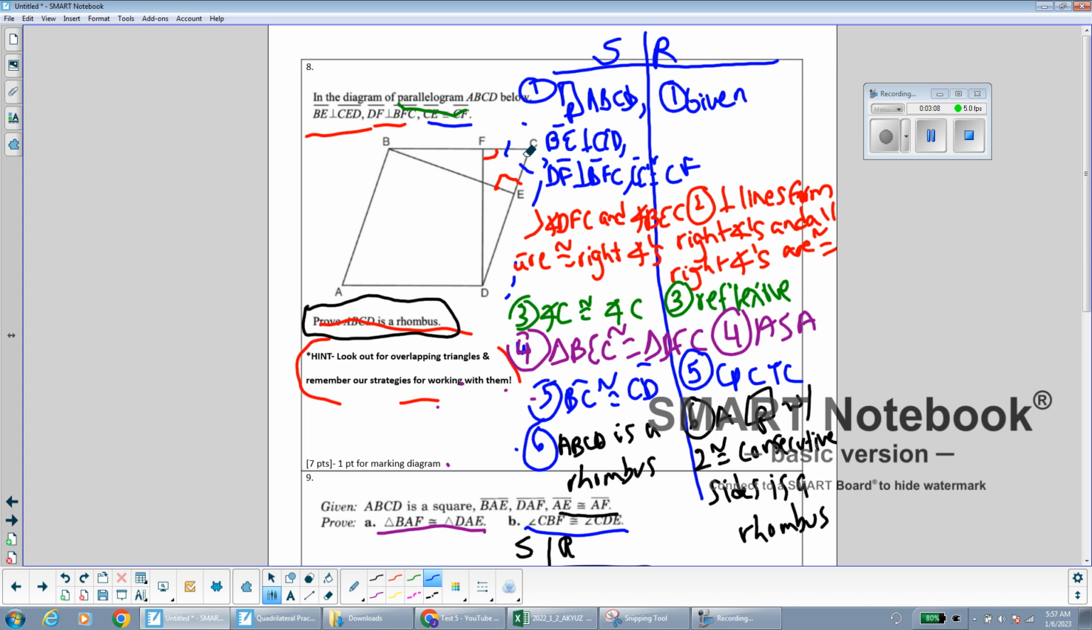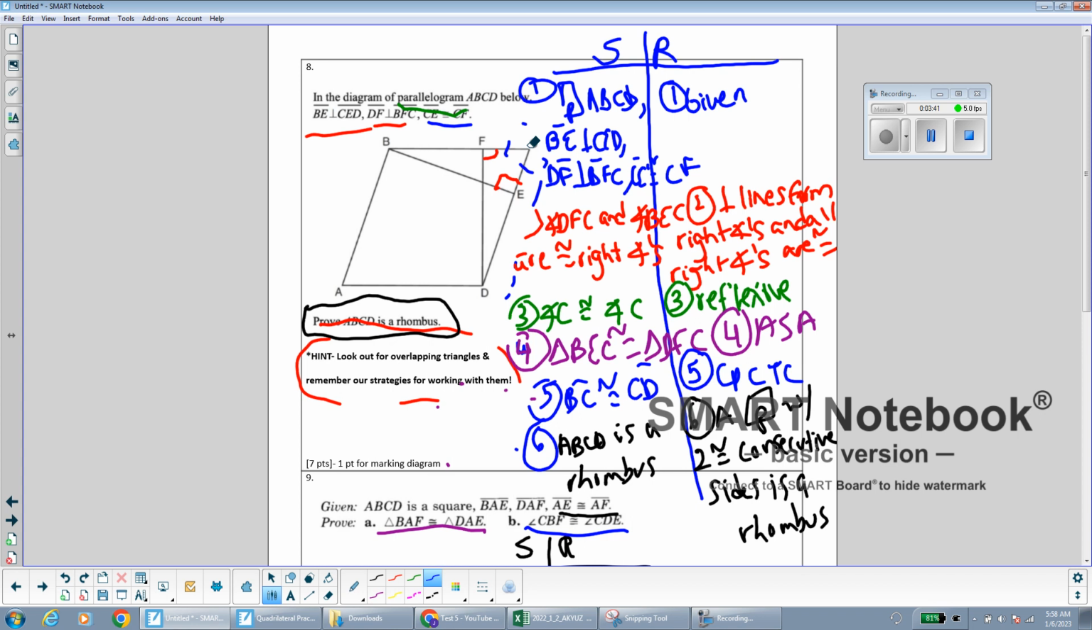So I already, from my givens, have information about part of side BC. I have about CF right over here. And I already have information about part of side DC. I have information about CE over here. So what I'm going to do is see if I can get more information about BC and DC. Because if I can prove BC congruent to DC, then I'll know I have a rhombus because consecutive sides will be congruent to each other.